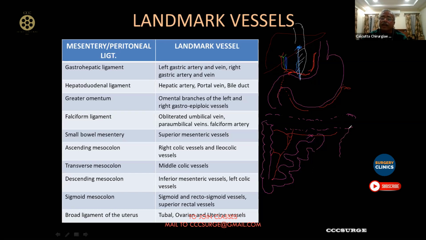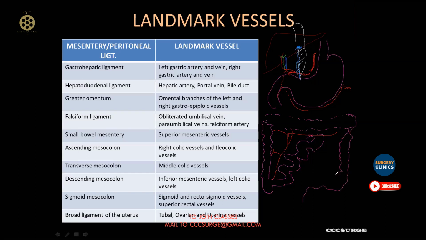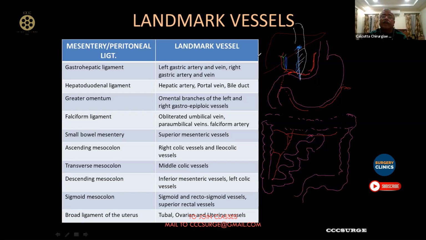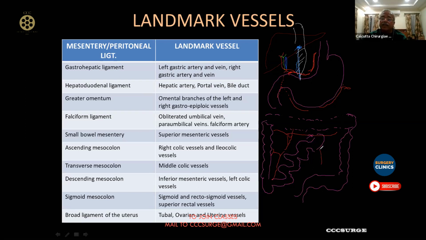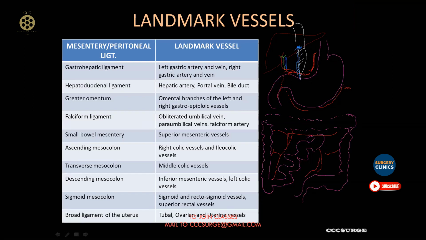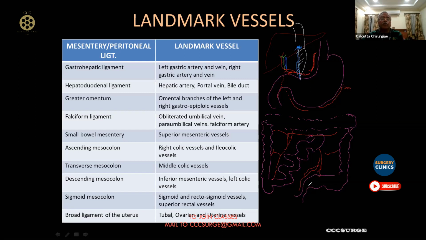So that's the descending colon. Inferior mesenteric artery. Okay. Including its left colic branches, isn't it? Left colic branches out here, the sigmoid branch, and the superior rectal. Okay. So coming to the sigmoid, it's the sigmoid and the rectosigmoid vessels and the superior rectal vessels.